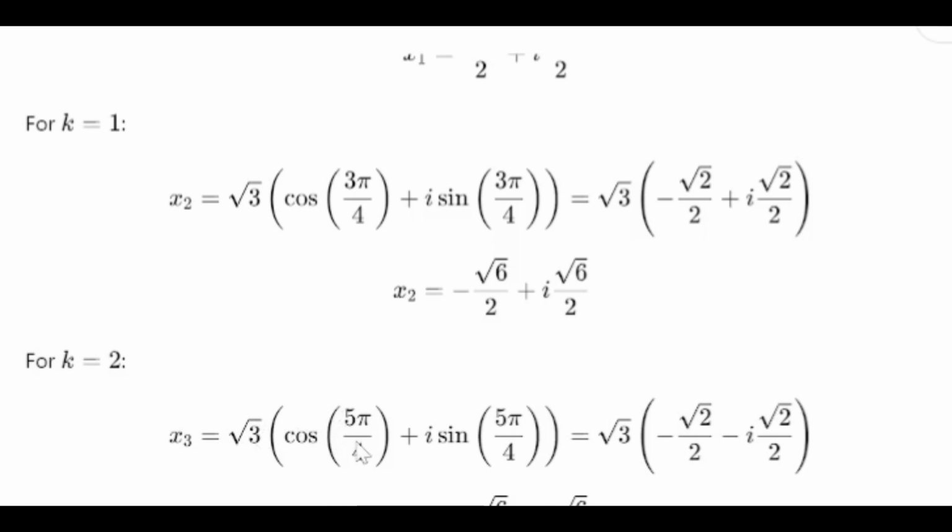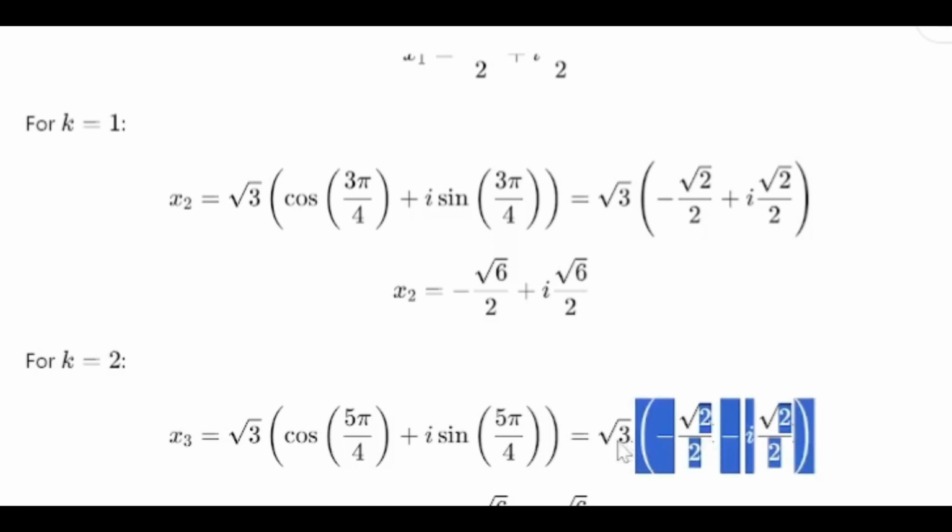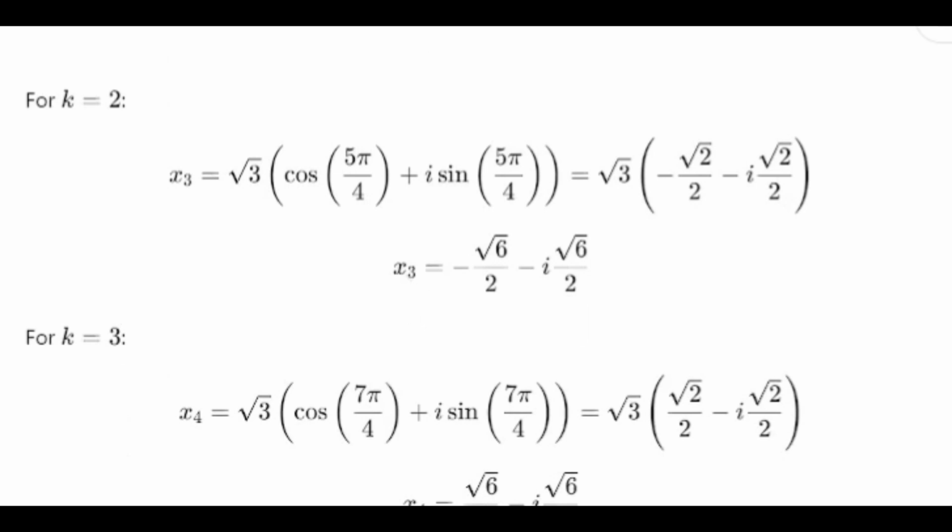For k equal to 2, x3 will be equal to square root of 3 (cos(5 pi/4) + i sin(5 pi/4)). The whole of this will be equal to square root of 3 (minus square root of 2 divided by 2 minus i square root of 2 divided by 2). Then if you multiply out the whole of this, we have x3 equal to minus square root of 6 divided by 2 minus i square root of 6 divided by 2.